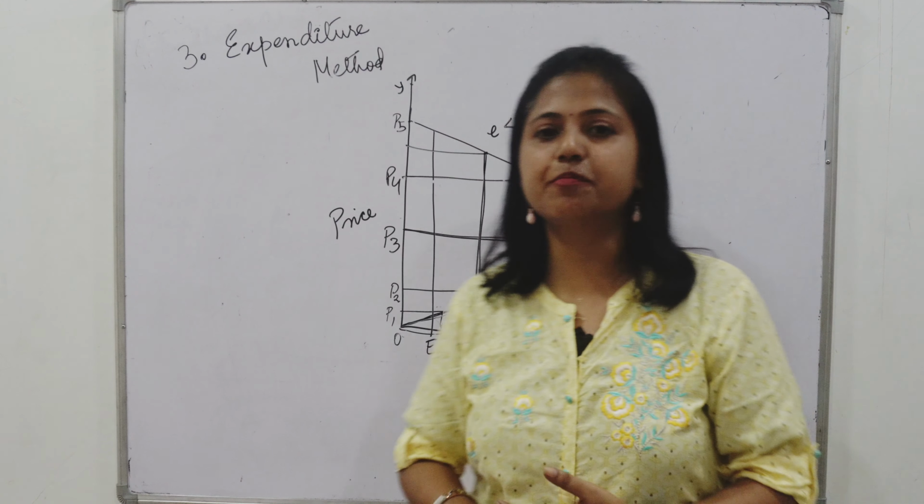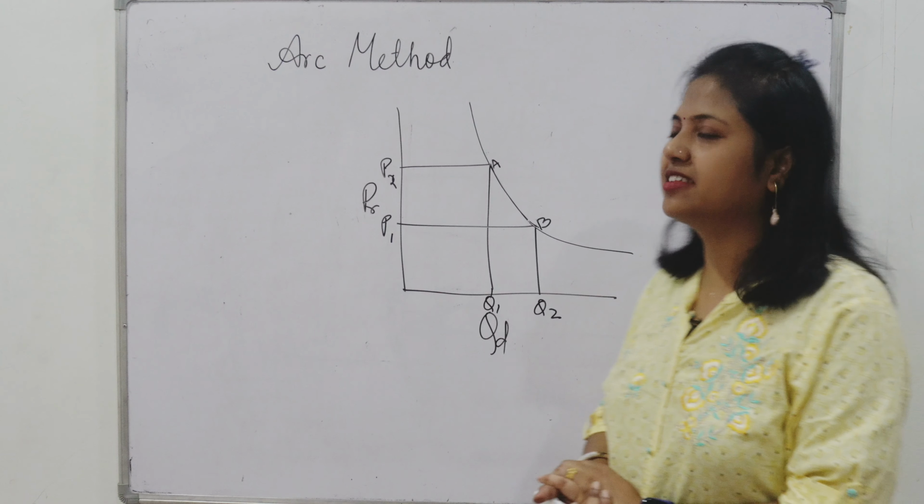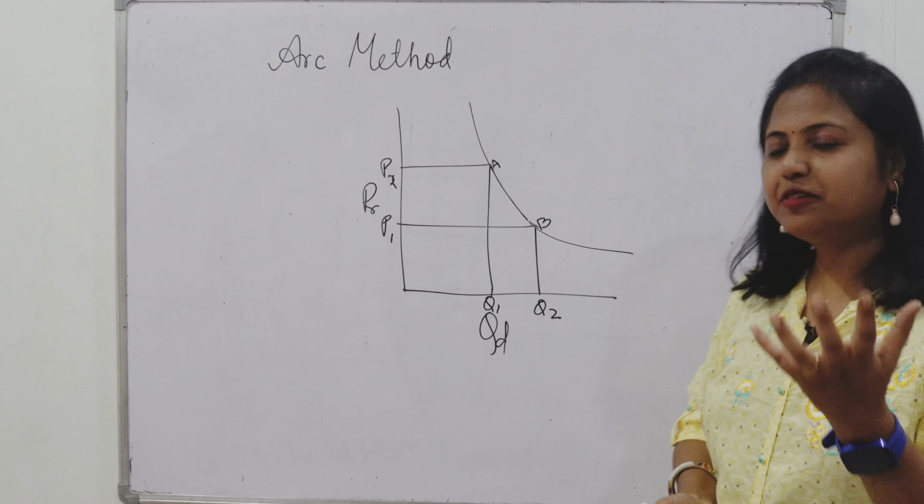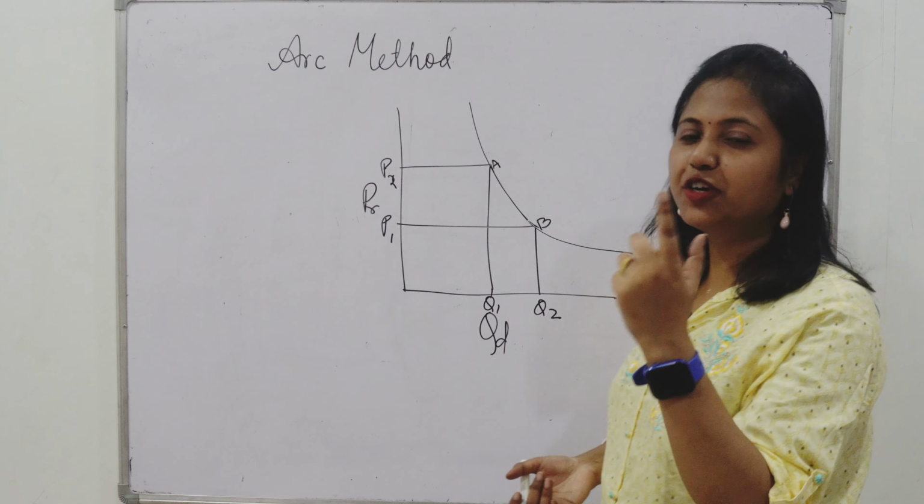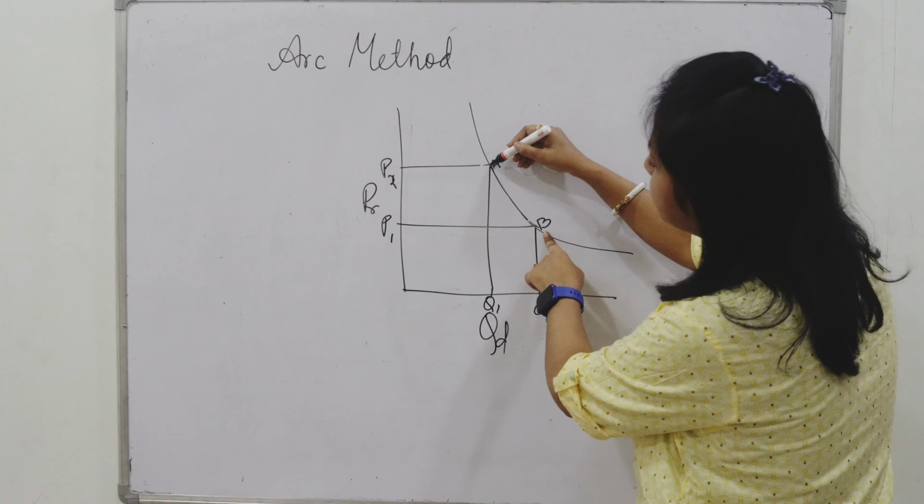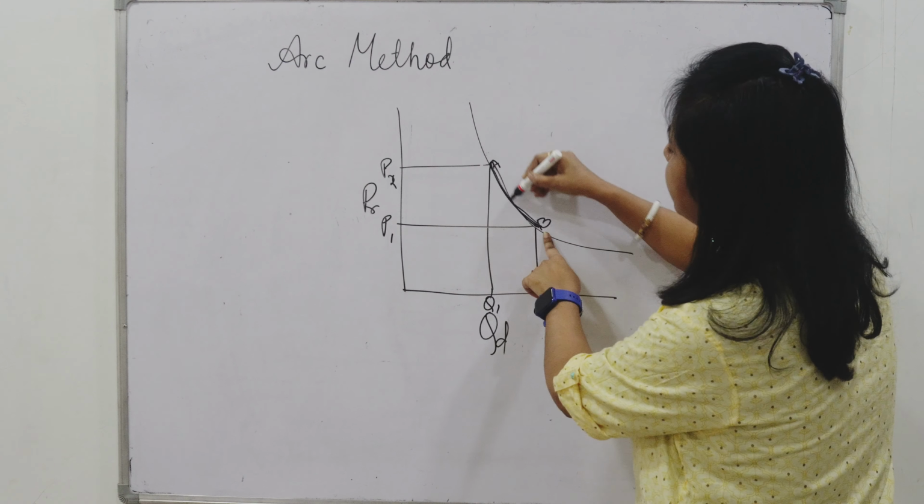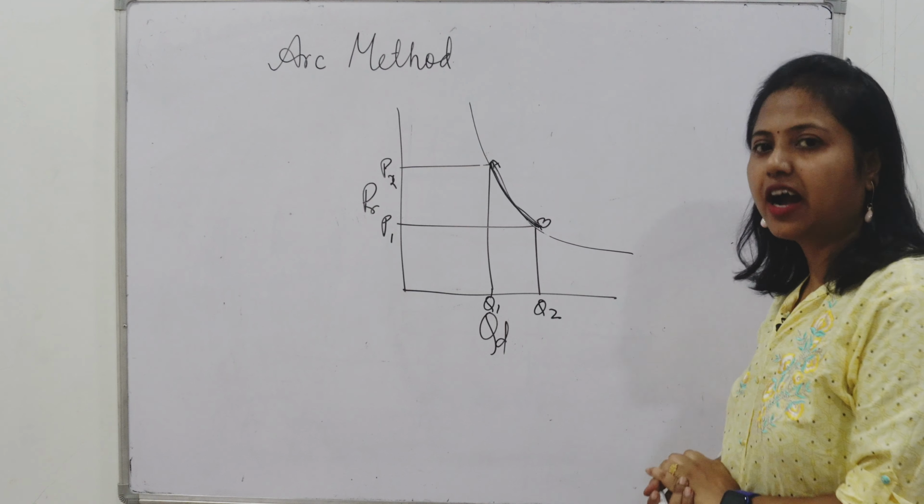Let's move on to the last method, that is the arc method. So friends, we are ready to discuss the arc method. Arc method basically tries to find out elasticity between 2 points in a demand curve. So you can see it's an arc. Between A and B, we would like to know what the elasticity is. So this is the arc method.